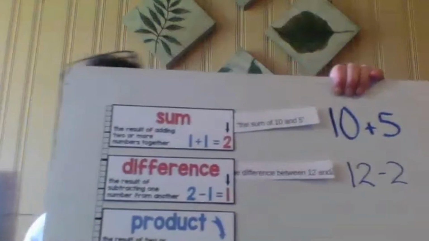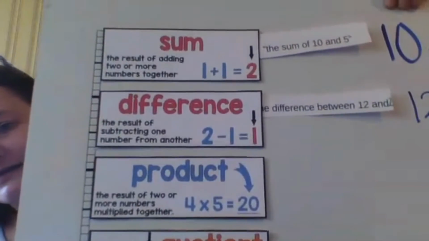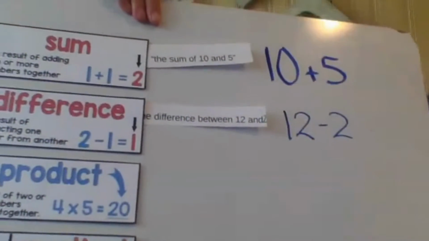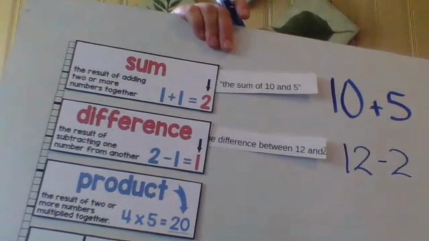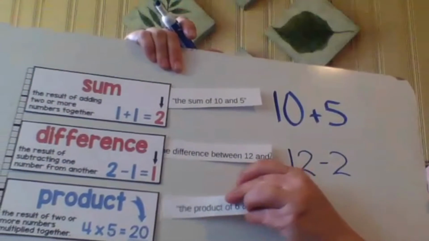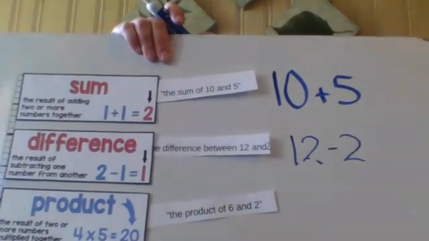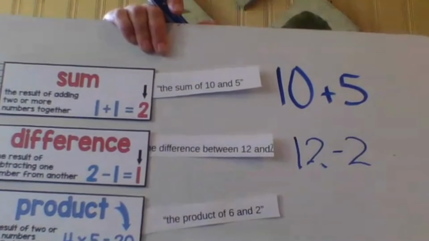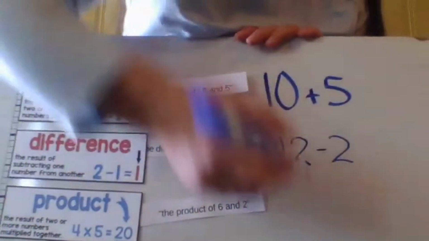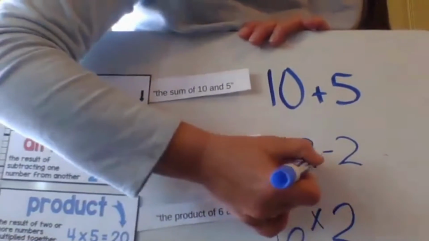The next one I'm going to cover is product. When we see product, that means to multiply. In word form, product would look like this: what is the product of 6 and 2? And then if we write that in numbers, it would be 6 times 2.